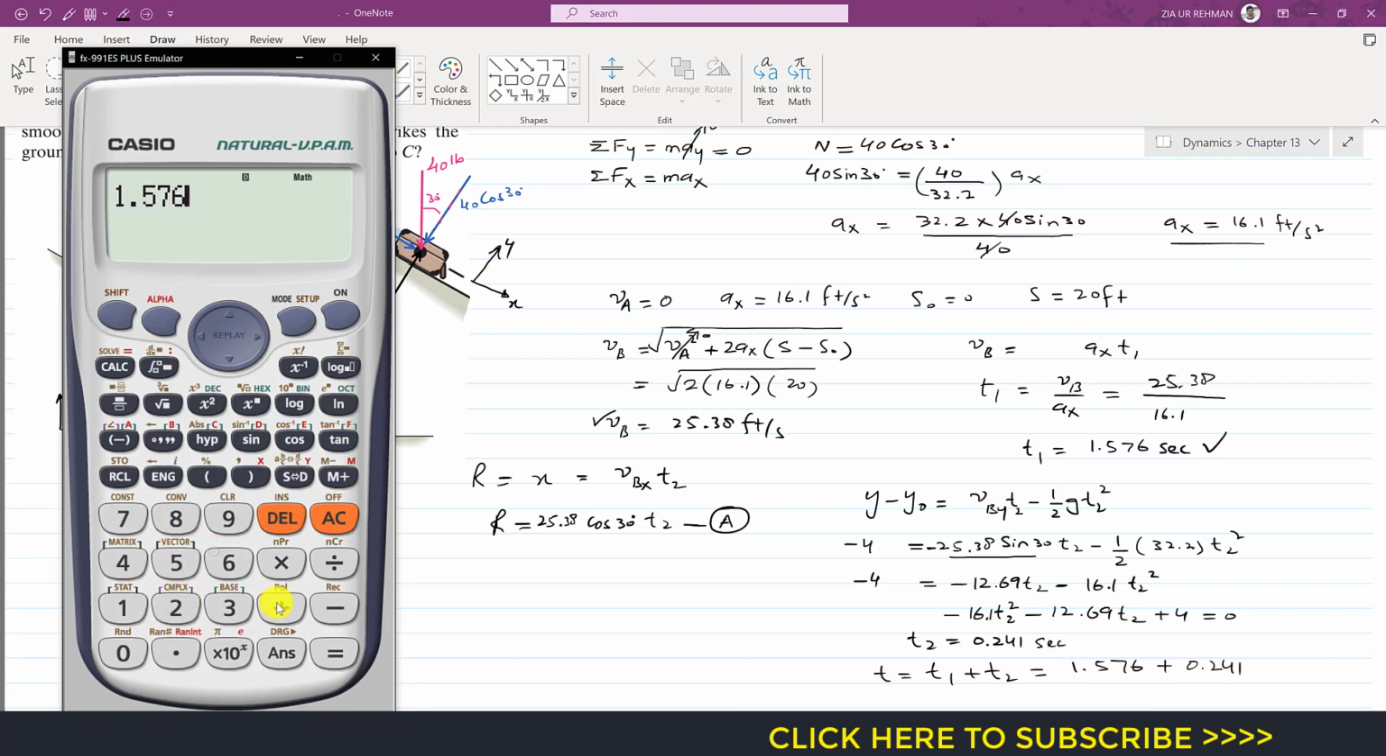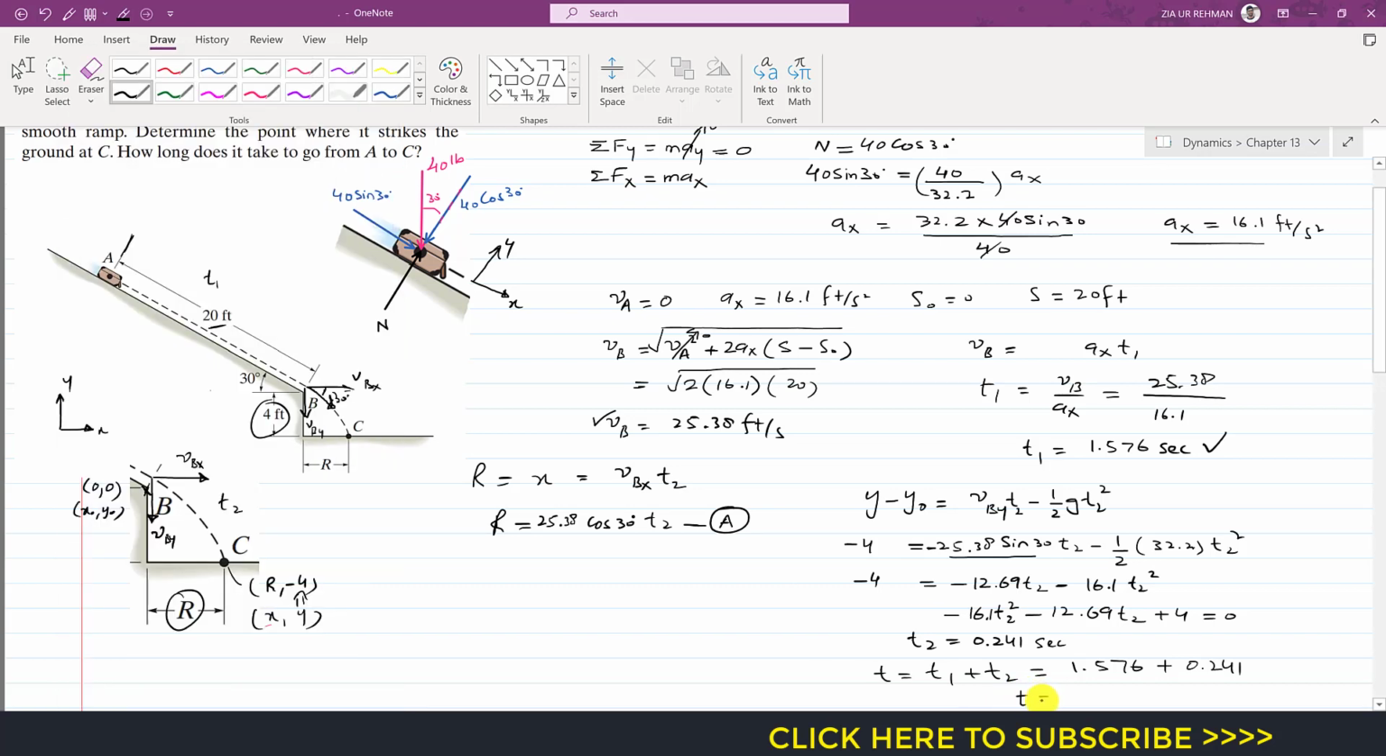So 1.576 plus 0.241 is the total time that it will take. It is 1.817 seconds. And to find the distance of point C from this particular point, we have to find this R.